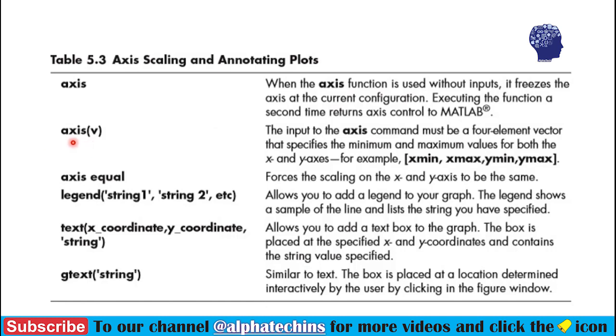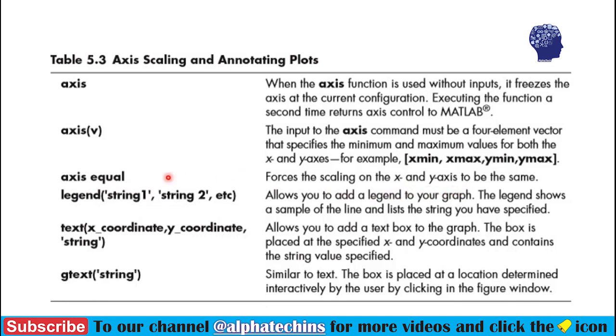The next function is axis with inputs. So axis with inputs will configure your axis, and in that axis your plots will be made. For example, you have to add the x minimum, the minimum limit for the x-axis, and the maximum limit for the x-axis. Similarly, the y minimum and y maximum, and this function we will see in MATLAB. The next function is axis equal, which forces the scaling on the x and y axis to be the same.